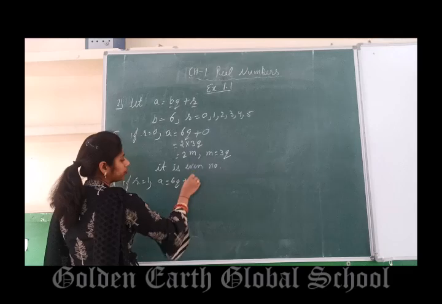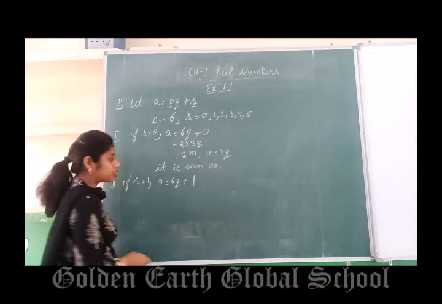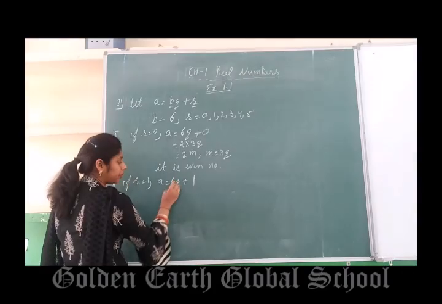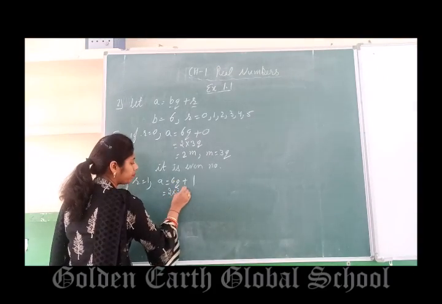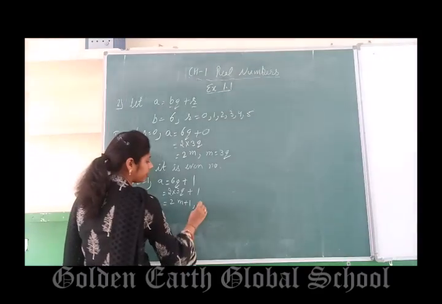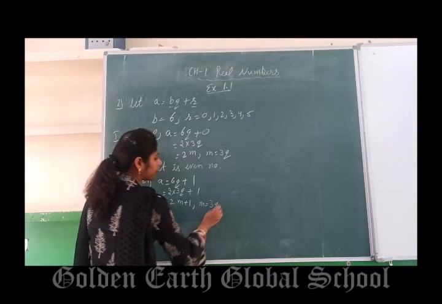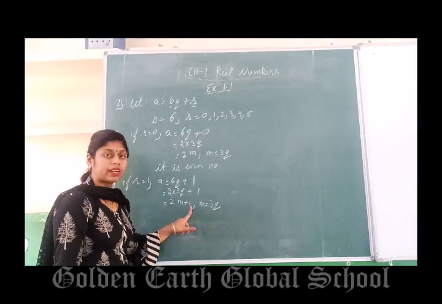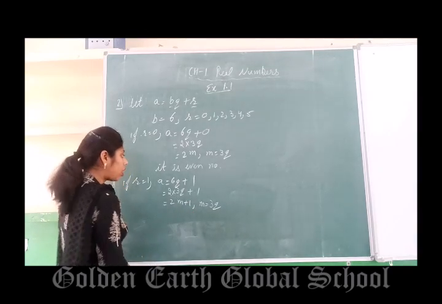Second case, if R equals 1, then your A will be 6q plus 1, where B is 6 and R is 1. Now we have to check whether this is an even number or an odd number. Again split 6 as 2 into 3, so A is 2 into m plus 1, where m equals 3q. Any multiple of 2, when we add 1, becomes an odd number.